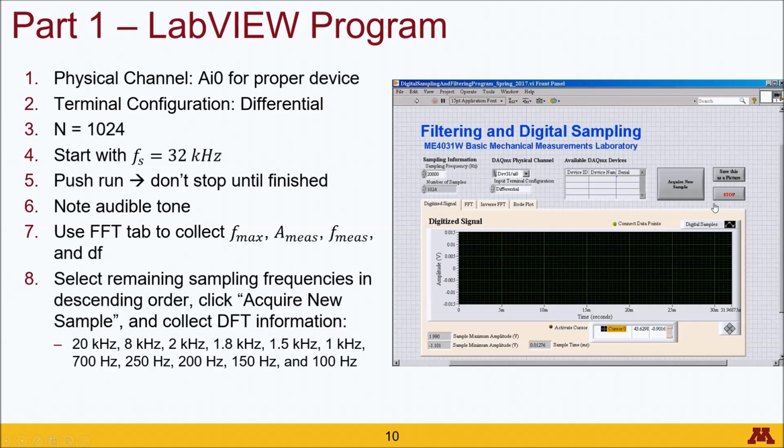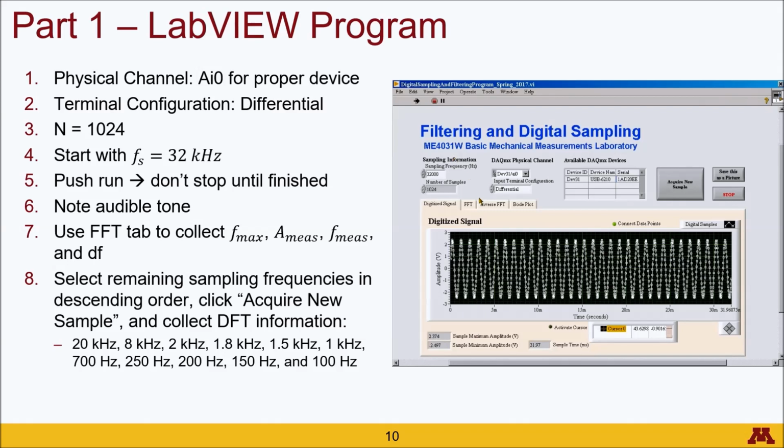Now, for the LabVIEW program, I'm going to play the video and kind of walk through these steps. So here we want to start out by making sure we've got the correct physical channel, set the device to the proper one. In this case, you'll only have one present, and set it to AIO. Then the terminal configuration should be set to differential. Number of samples we want to keep at 1024. And then the sampling frequency, you should start out with 32,000 hertz, which you can just type in 32K and it recognizes that. Once you've got all this set up, you can click Run, and it'll take a signal in.